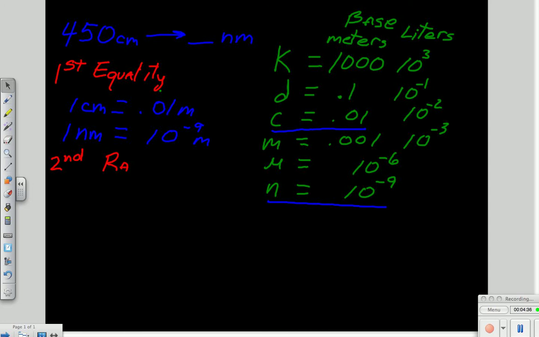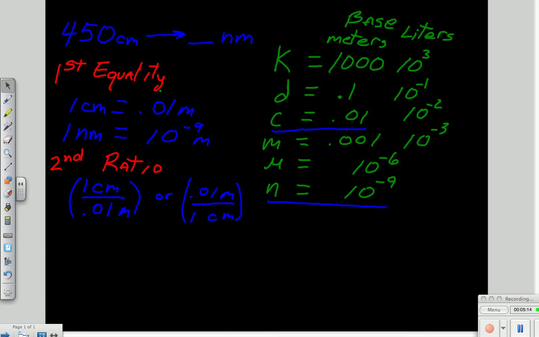So I'm going to write these equalities in the form of a ratio. And there's always 2 ratios for every equality. So for the first equality, 1 centimeter equaling 0.01 meter, I'm going to get 2 possible conversion factors. There's always going to be 2. The first one would place 1 centimeter on the top, 0.01 meter on the bottom, and the other one just reverses it: 0.01 meter on the top and 1 centimeter on the bottom.